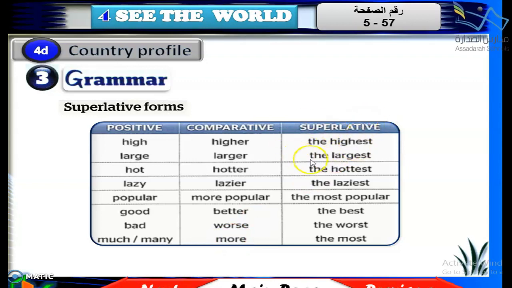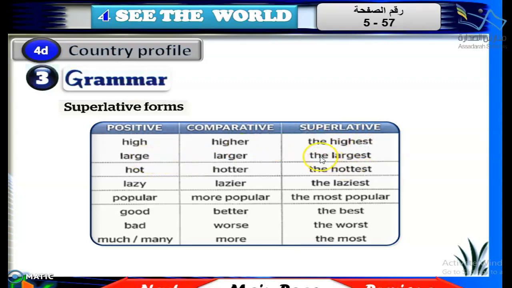Let's come now to the superlative form. The superlative form is, we take the adjective, we add est, and we write before it the article the. Of course, if these adjectives are one syllable adjectives or two syllable adjectives, for example, high, the highest, we add est at the end and we write the article the before the adjective. High, the, and write the adjective, and then we add est.